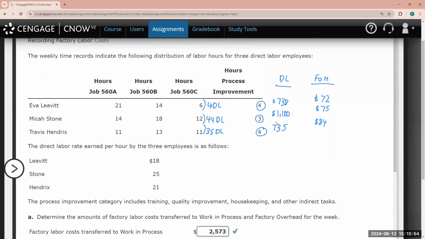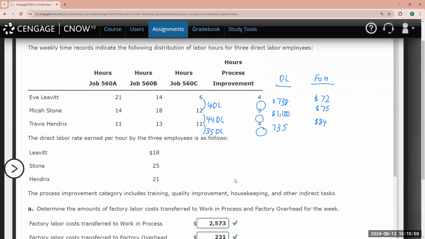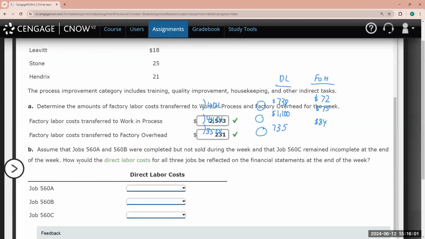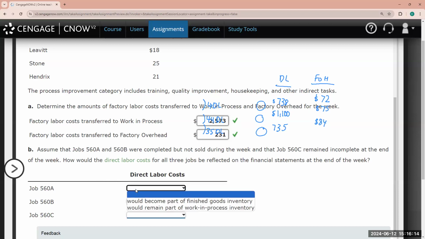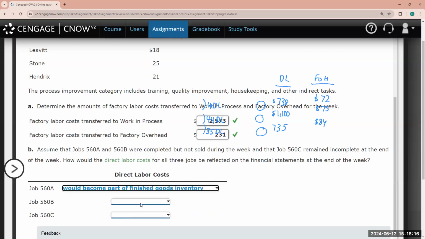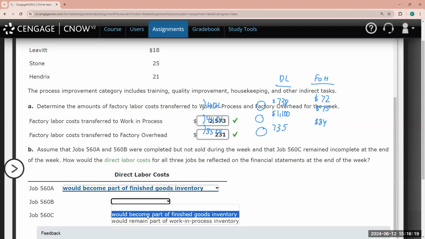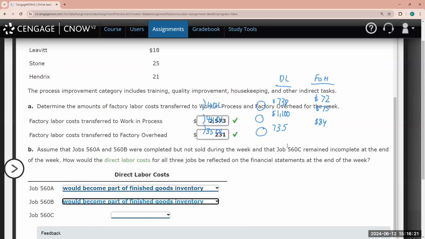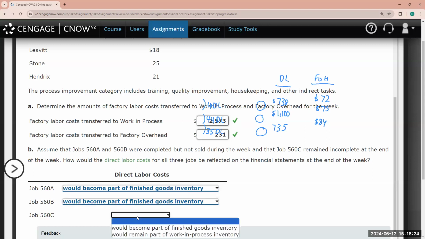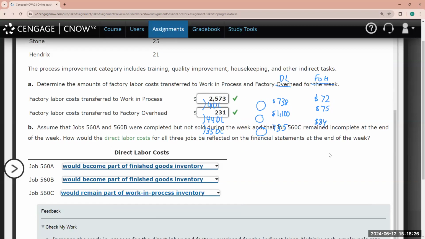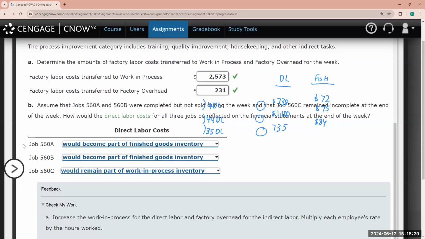Again, the first three jobs are direct labor, and hours, process, and improvement represents our factory overhead. And then here it says, assume that jobs 560A and B were completed but not sold during the week, and that 560C remained incomplete. So based on this information, 560A is done, so it will become a part of finished goods inventory. 560B was completed, it would become a part of finished goods inventory. And 560C, that is incomplete, would be a part of our work in process inventory.